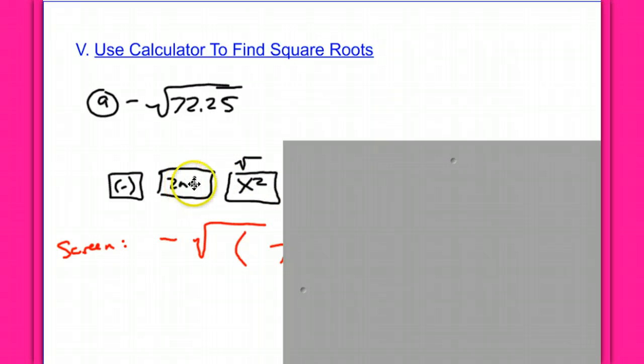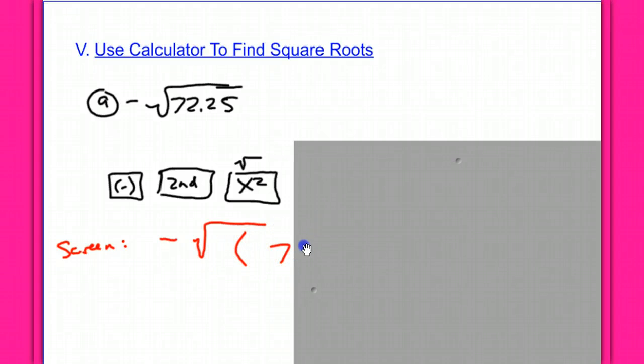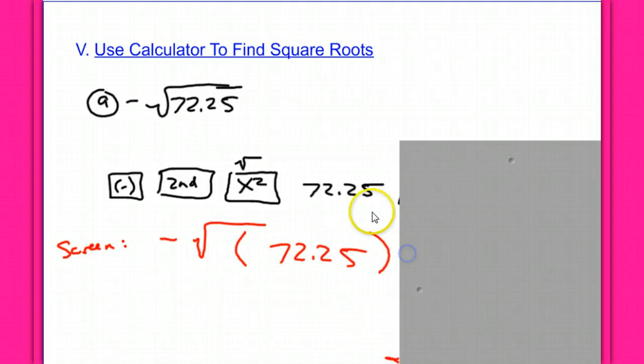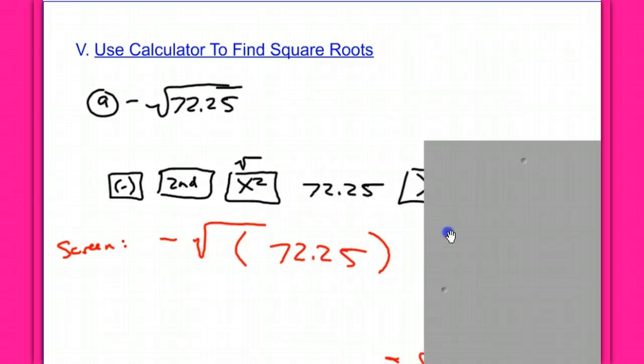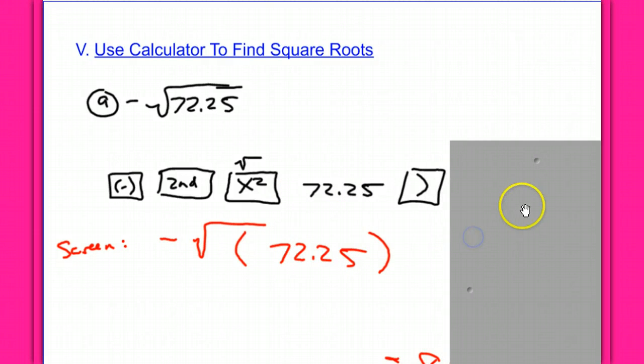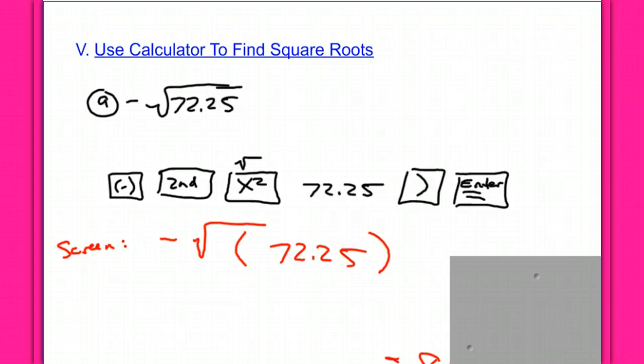When you press second function, you don't get x squared, you get what's behind it on the back of the calculator, which is the radical sign. So you get second function, you get the radical sign, and this is what shows up in the screen. And then we're going to put the number in, 72.25. You type all these in, and that's what you see in your screen. You then type a closing parenthesis, if you like, and press enter.